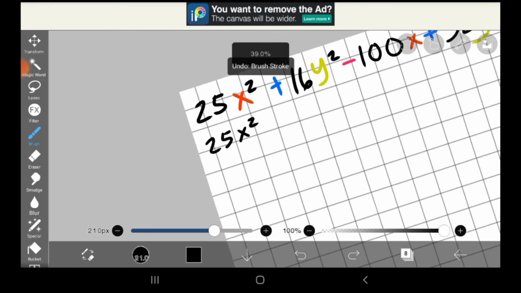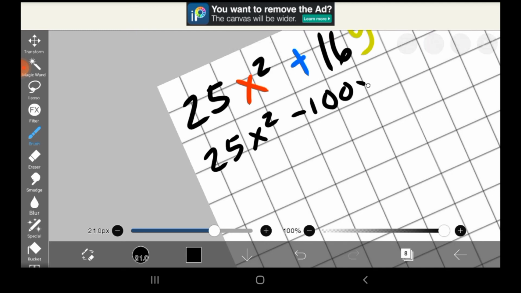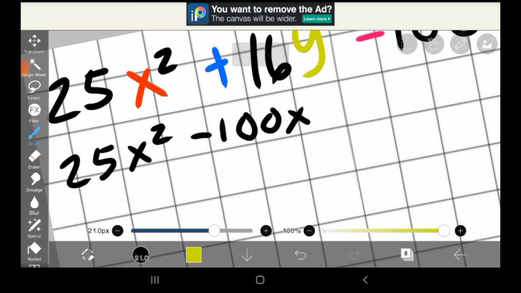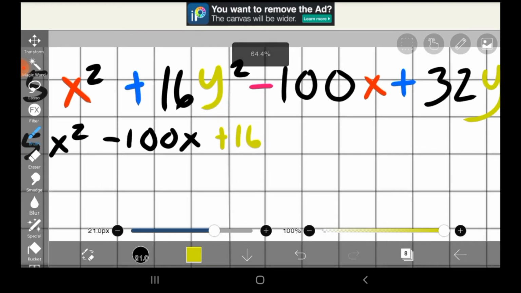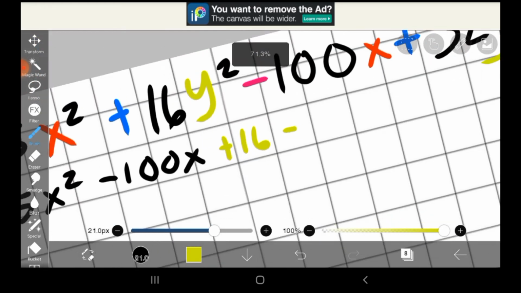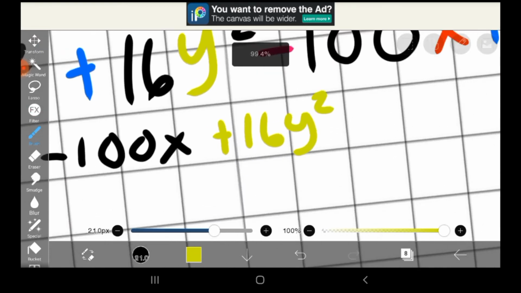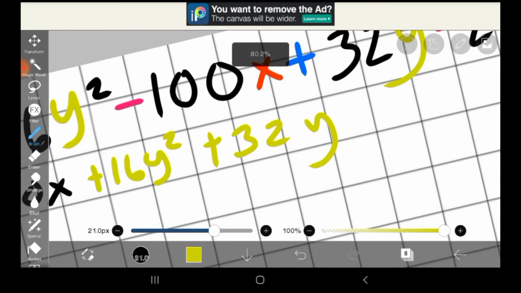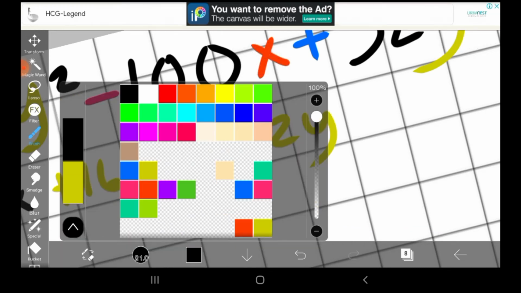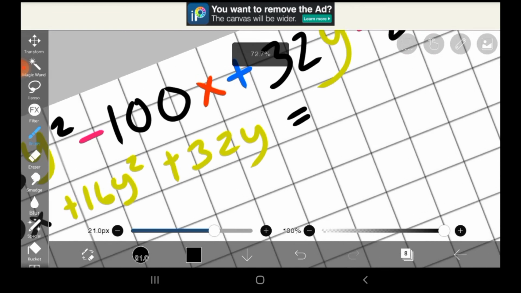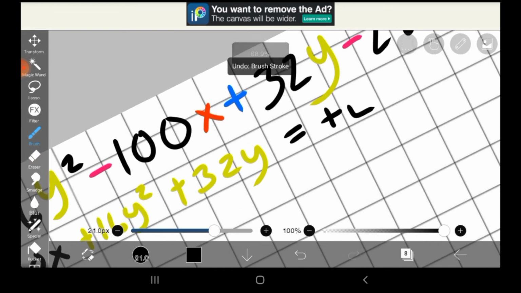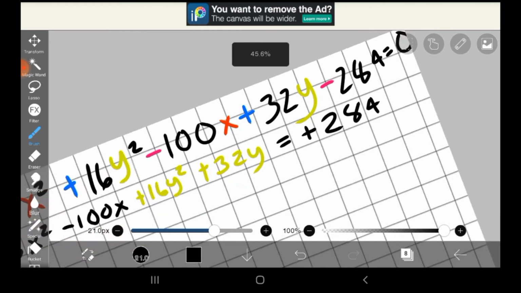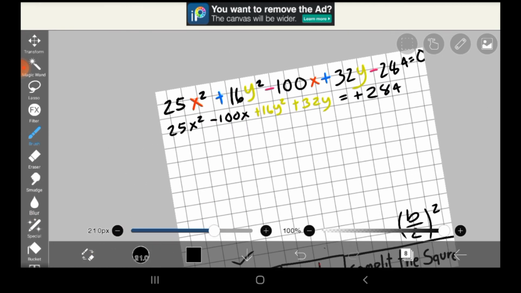So negative x, positive 16y squared, and positive 32y is equal to a positive 284. So now we are done using transpose.